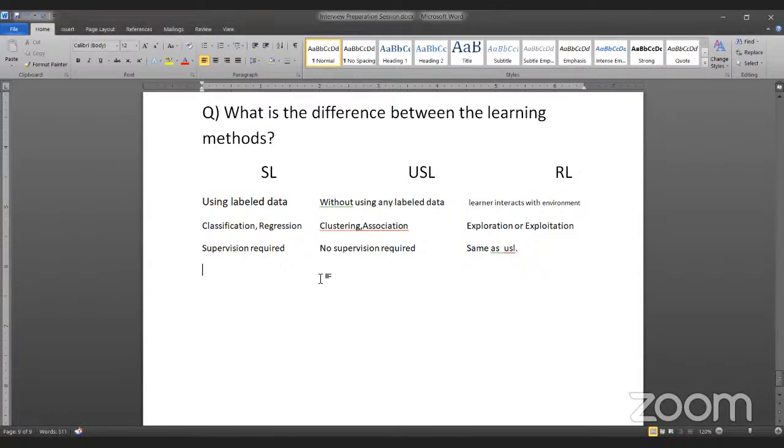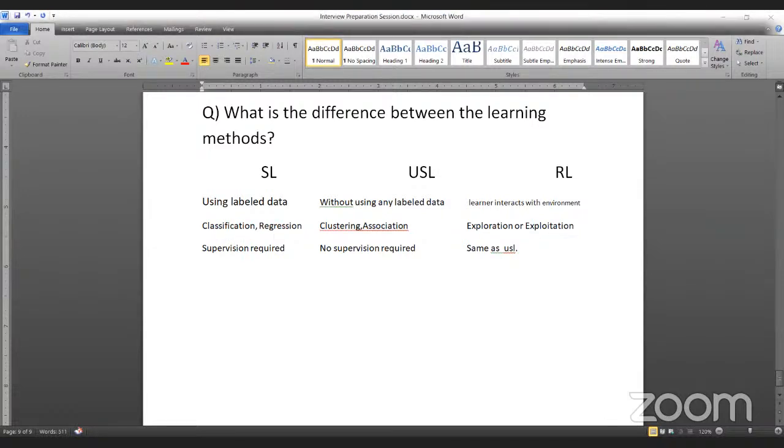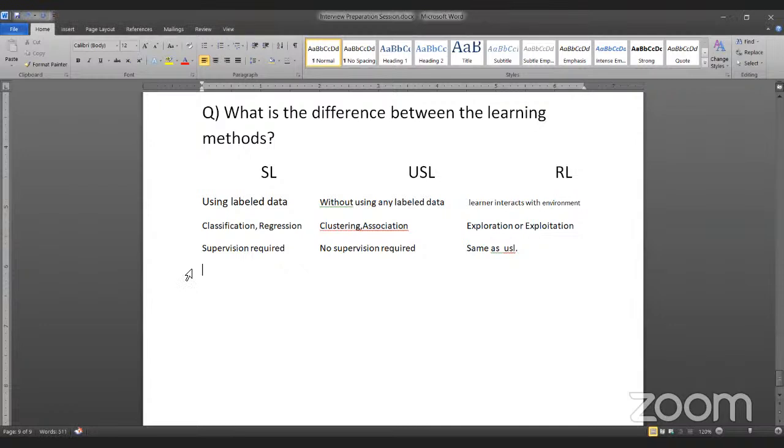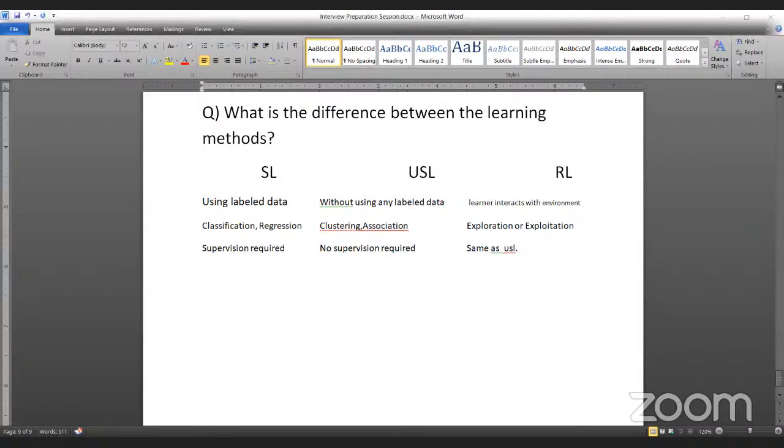Now, what are the algorithms we use? In supervised learning, all the classification and regression algorithms can be used, like linear regression, logistic regression, KNN, then decision tree, random forest. For unsupervised, we have hierarchical clustering, k-means clustering, association rules. For reinforcement learning, we have Q learning and SARSA. Okay.